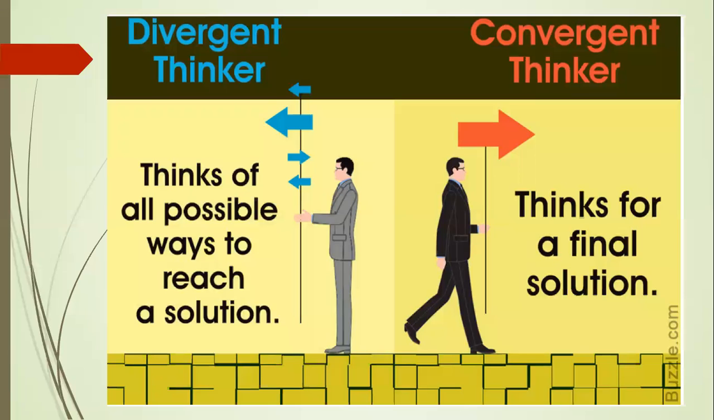Our education system presently is actually built around convergent thinking, and it makes our learning very narrow. I'm telling you the truth. When you give people questions and you expect only one correct answer from them, that's actually a display of convergent thinking. It stifles creativity.